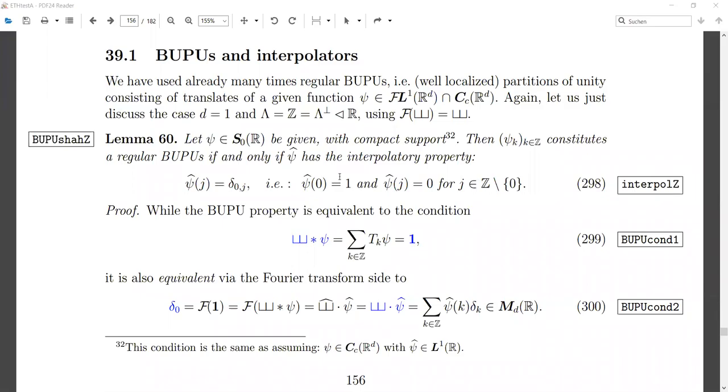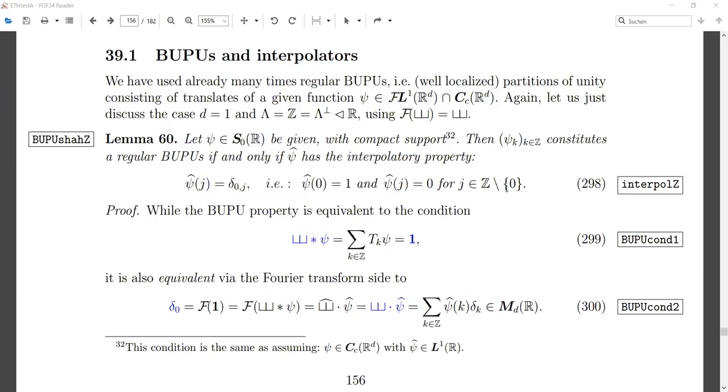Now, if you give me a function, and we have seen that these BUPUs, the piecewise linear triangular function or higher order cubic splines, are all in S0, the question is, how can you recognize whether a function produces a BUPU? I'm doing the one-dimensional case for simplicity, but you can do it multidimensionally in the same way. The answer is, it's a BUPU or a partition of unity, and actually it doesn't even need bounded support, you could do even something like a modified version of the Gauss function, if and only if the Fourier transform is a Lagrange interpolator. So what does it mean? It means it has a Fourier transform which is a continuous function, an L1 function, so it's even C0, which is one at the origin and zero at all the other lattice points.